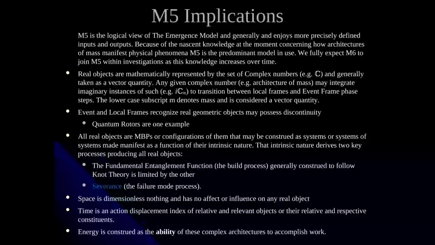And we also will use imaginary numbers to transition, for example, from the event frame phase step 1 to event frame phase step 2, when we're also using something we call a local frame. A local frame is a non-interacting frame of an object surrounded completely by space. And because it is surrounded by space, that immediately implies that we can't measure it, we can't see it, we don't know its location.